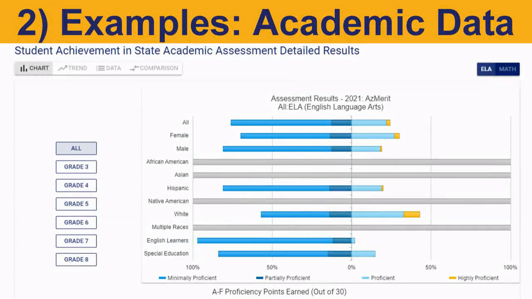Here is an example of academic data showing AZM2 scores by grade level that can be provided by your administrator to cross-reference with your incident data. What you may find is that in a certain grade level they are struggling in both academic data and behavioral data, indicating a need for further analysis for additional supports.